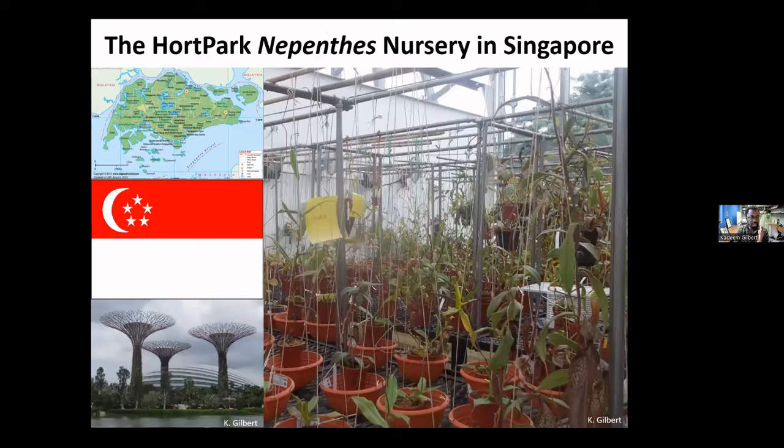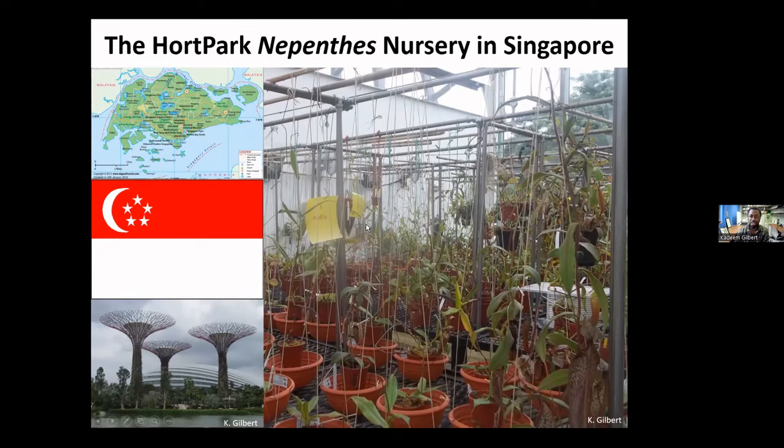So in this first case, I'm going to tell you about work I did in the context of a common garden. This came about from collaboration with growers in Singapore, at the Hort Park Nursery. They were growing many different species of Nepenthes that were being grown to be put into the cloud forest dome at the Gardens by the Bay. And if you haven't been to Singapore, I highly recommend going to Gardens by the Bay. It's a great place for botanists. There's a lot of botanical attractions there.